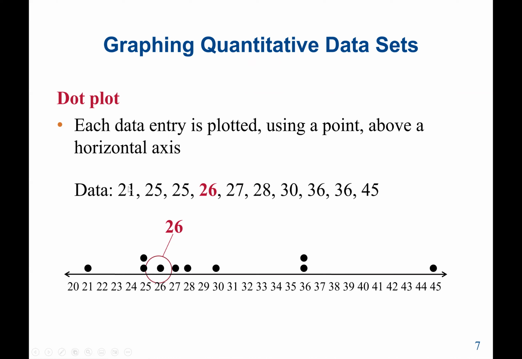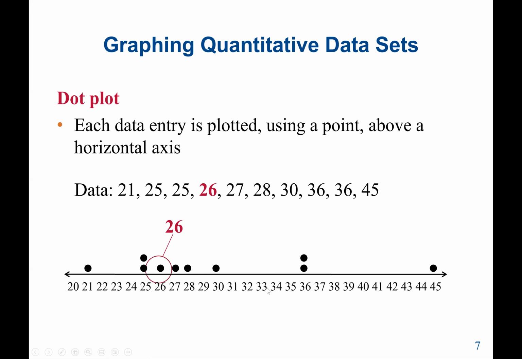So for example, we have 21, and we have 1 dot. There is no 20, so there is no dot. The next value is 25. We have 2 at 25, so we have 2 dots. 26 is 1. The rest of the values, 26, 27, 28, 30, are ones. But 36 is 2, so on 36 we have 2 dots. Same thing, if 36 were 5, then we would have 5 dots vertically.